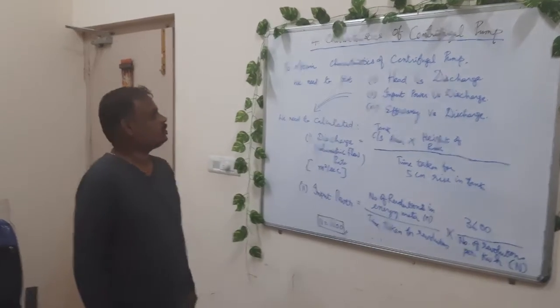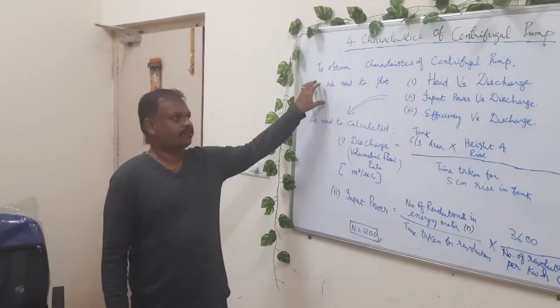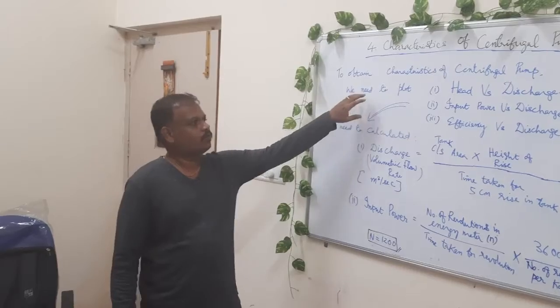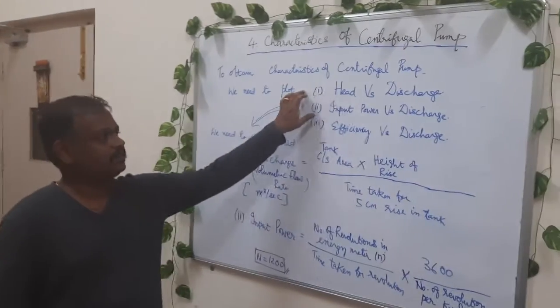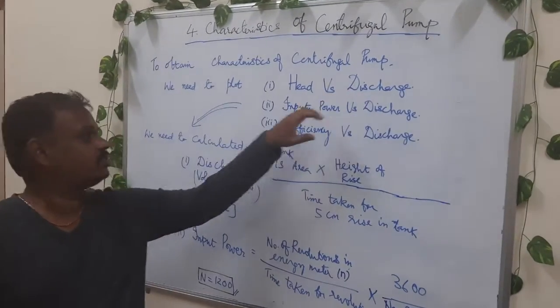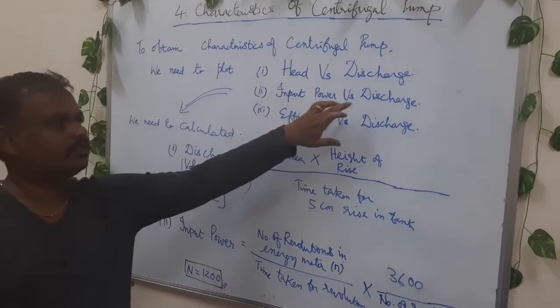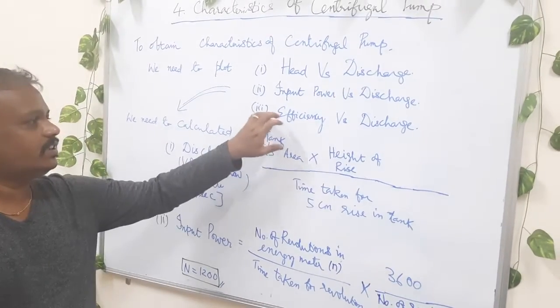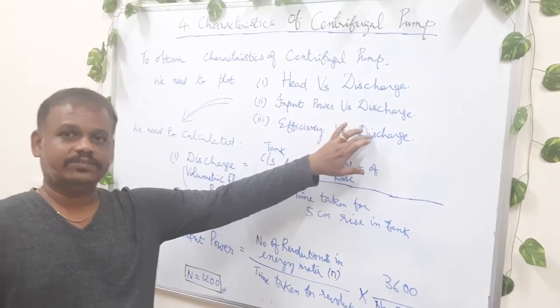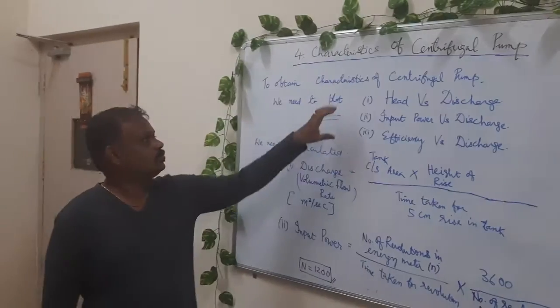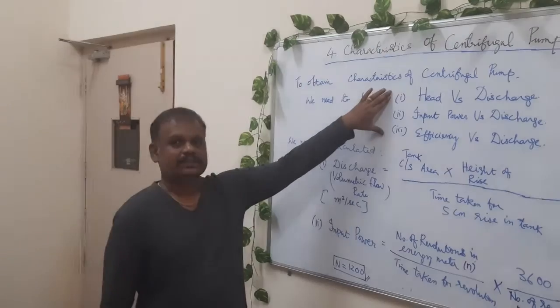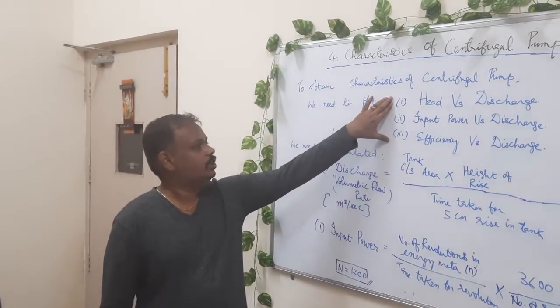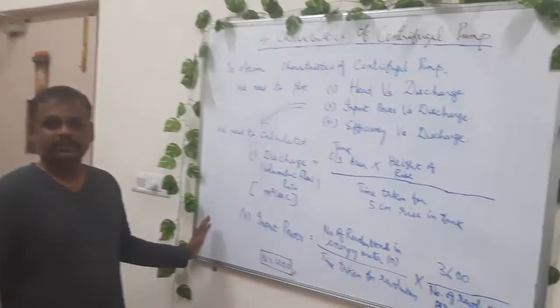To obtain characteristics of a centrifugal pump, we need to plot number 1, head versus discharge, number 2, input power versus discharge, number 3, efficiency versus discharge. To plot these 3 plots, we need to calculate the following.